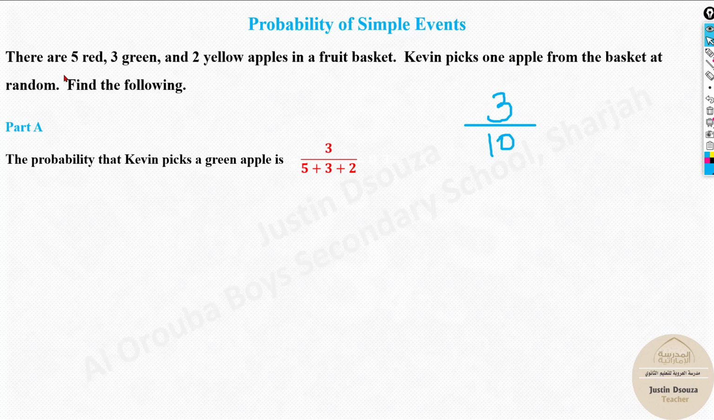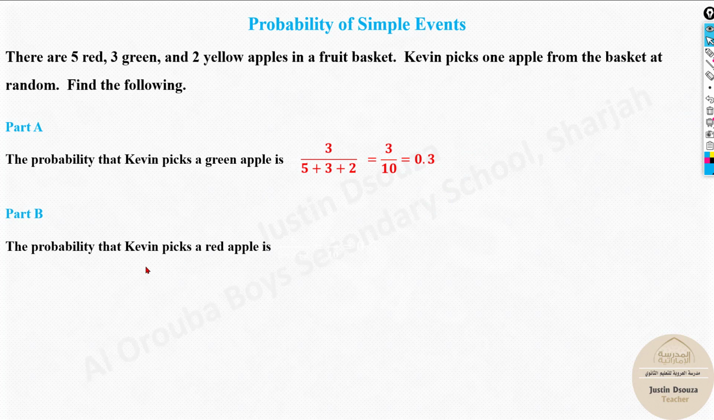So it will be 3 divided by 5 plus 3 plus 2, and the answer is 3 by 10 or 0.3. If you want it in percentage, then all you need to do is multiply by 100. You will get 30%. So this is the answer. But you do not need to write it in percentage. Generally decimal or fraction would suffice. So then next one, let's see part B, the probability that Kevin picks a red apple. So same thing, but over here instead of 3 we have 5. 5 divided by 5 plus 3 plus 2, and the answer is 0.5.